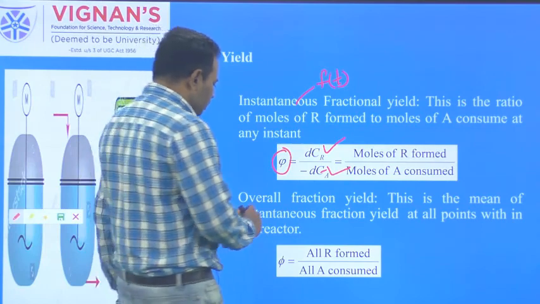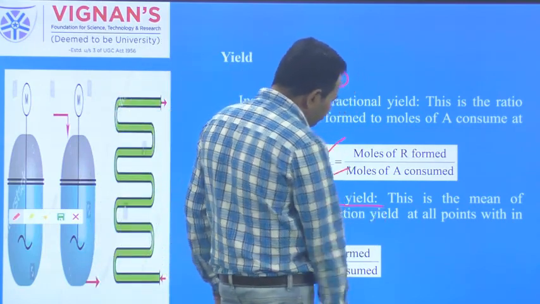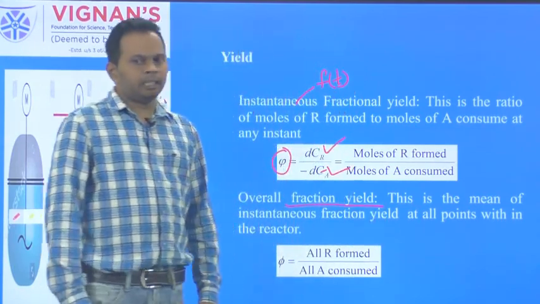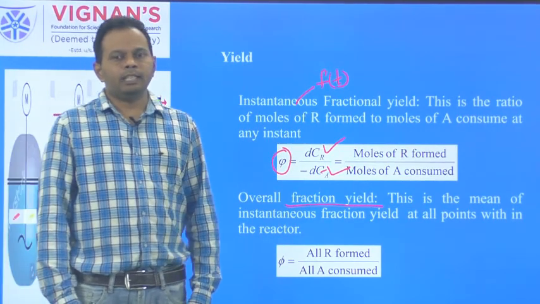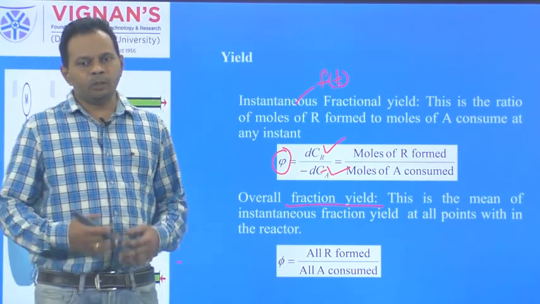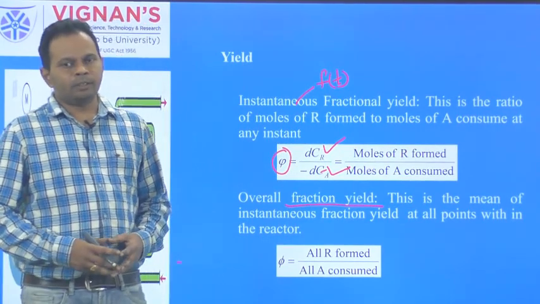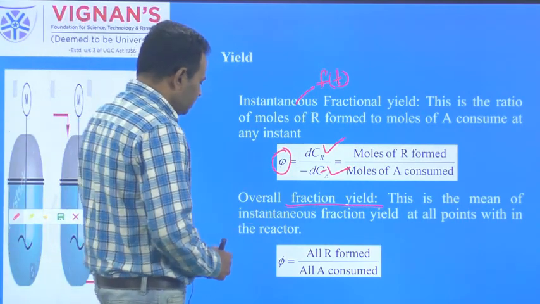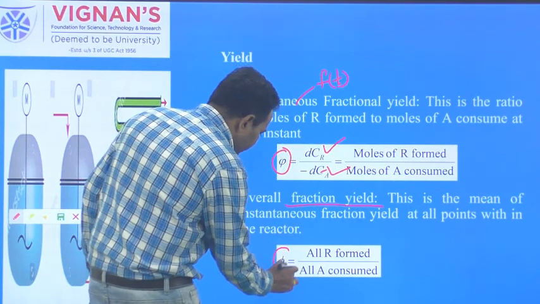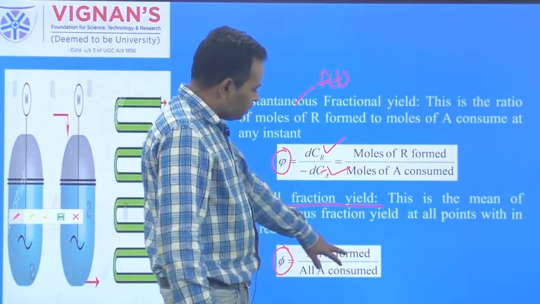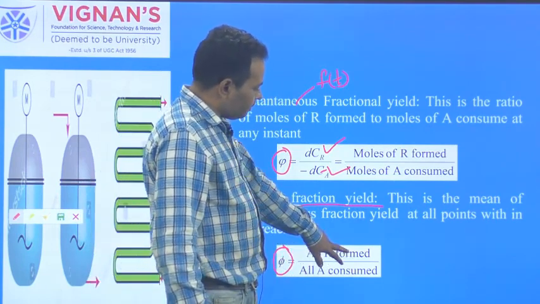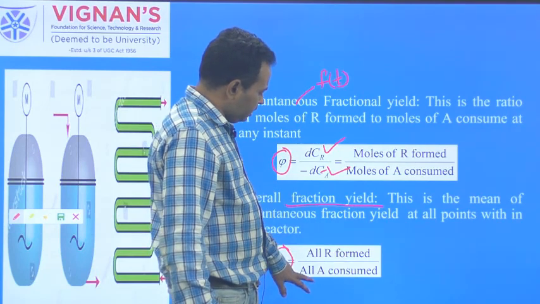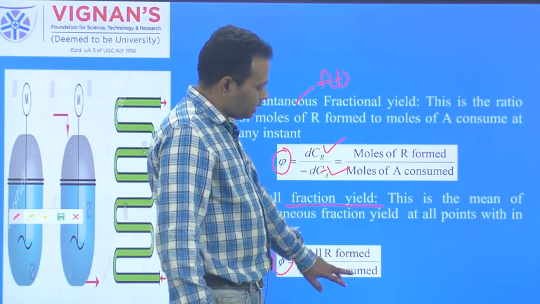And the next one, overall fractional yield, this we calculate after the completion of the chemical or biochemical reaction. After the completion of the biochemical reaction, if you are able to measure the amount of product produced to the amount of substrate consumed, that gives the overall fractional yield. This we always represent with phi. Phi is equal to all R formed, that is the entire amount of R formed at the end of the reaction, divided by all reactant consumed.